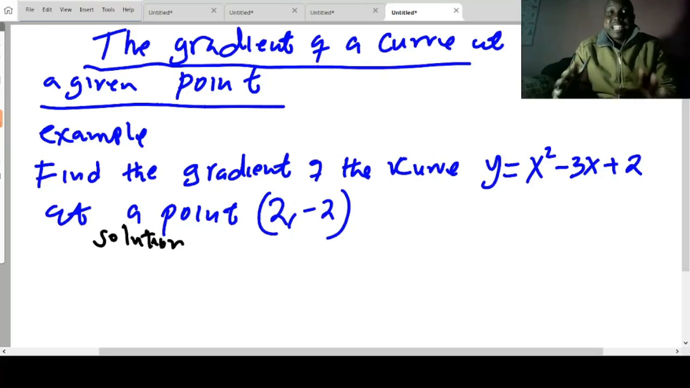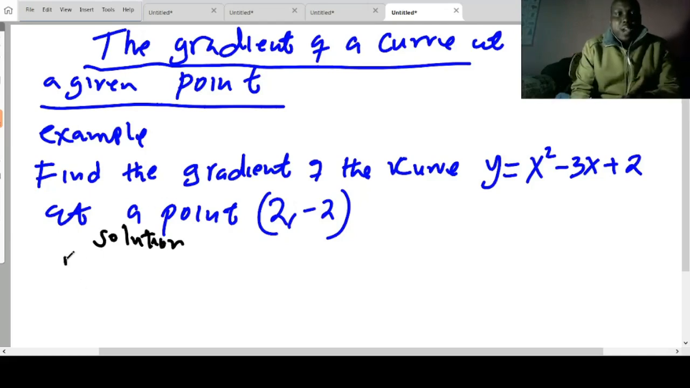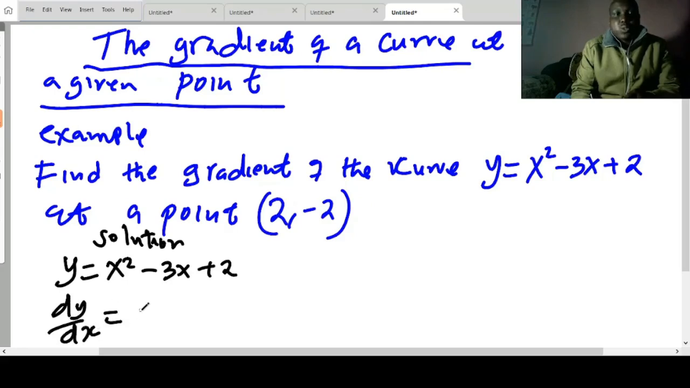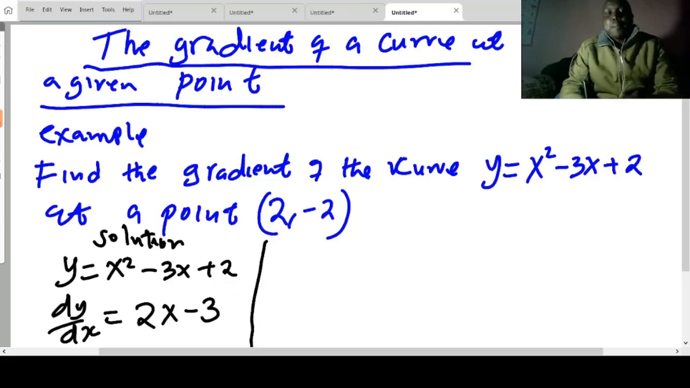So we want the gradient. Rule number 1, get the gradient function. So let us start by getting the gradient function. The gradient function you differentiate. So our y is equal to x squared minus 3x plus 2. Therefore, dy over dx, and that is the gradient function, will be 2x minus 3. The last one is 0 because it has no x. So our gradient function is 2x minus 3.